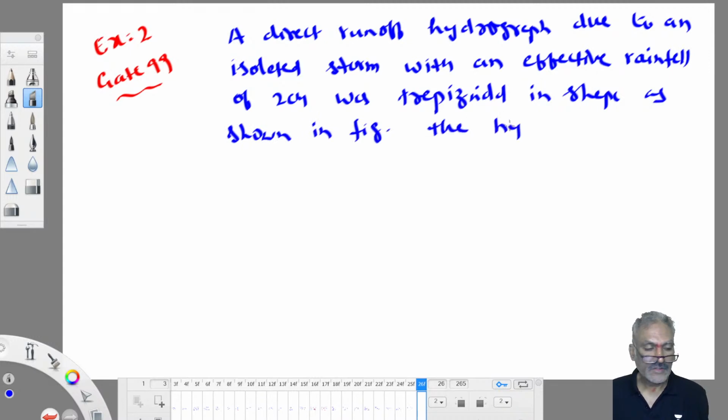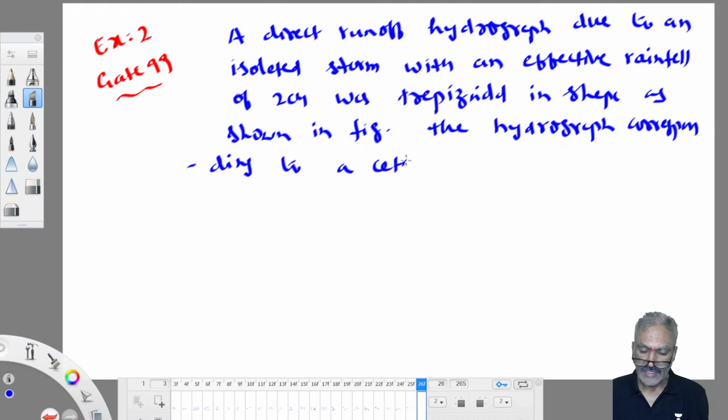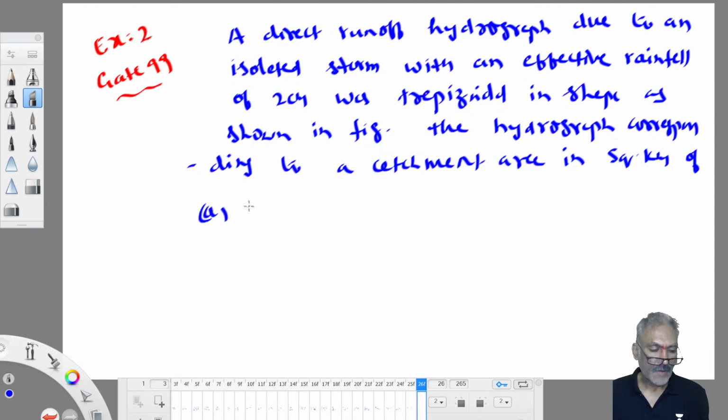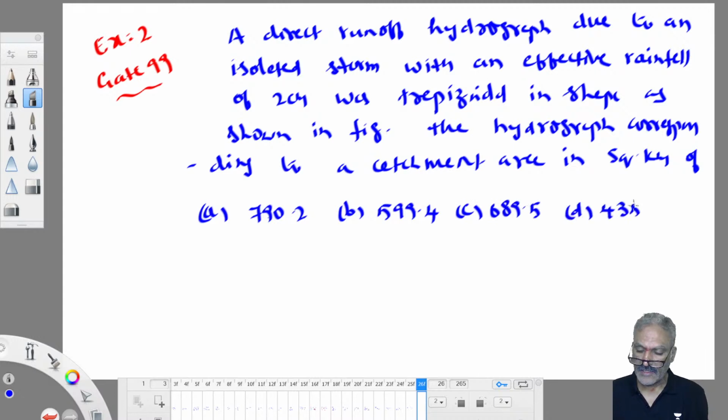The hydrograph corresponding to the catchment area, in square kilometers, is one of the options. Option A is 790.2. Option B is 599.4. Option C is 689.5. Option D is 435.3.